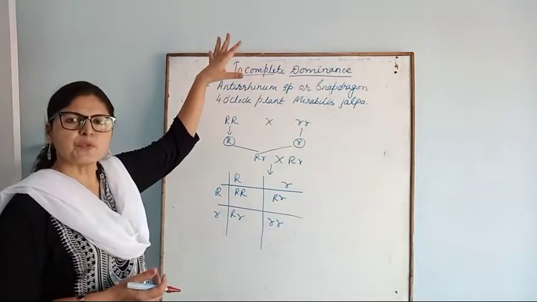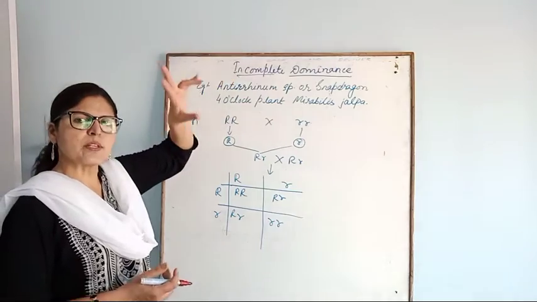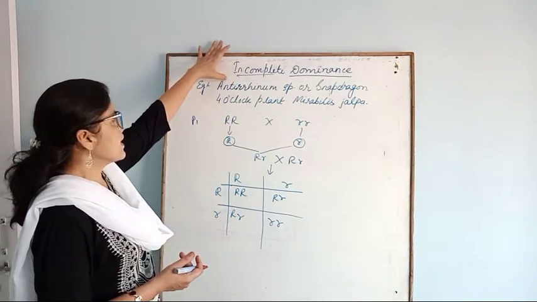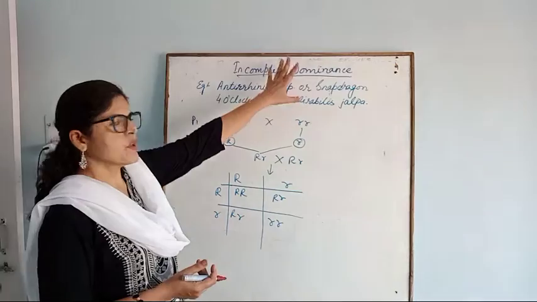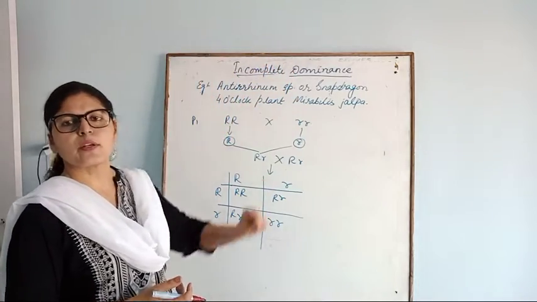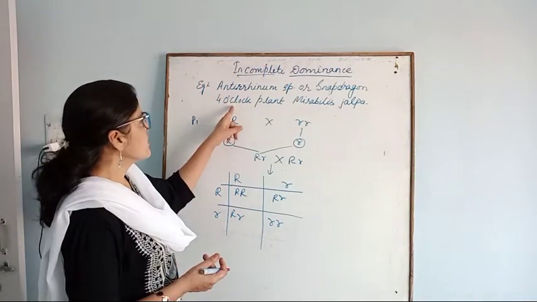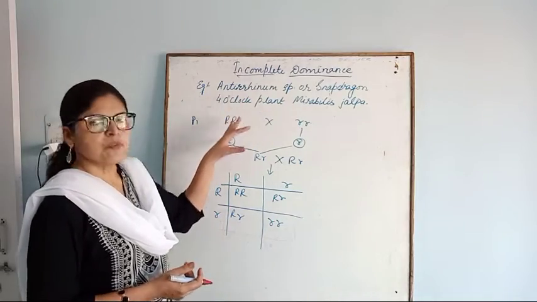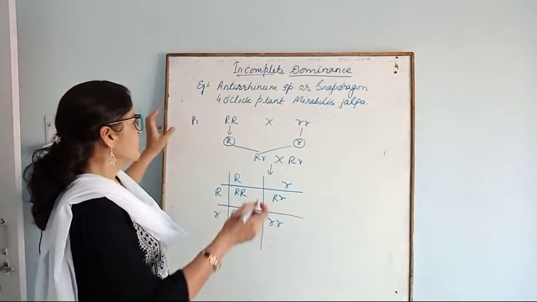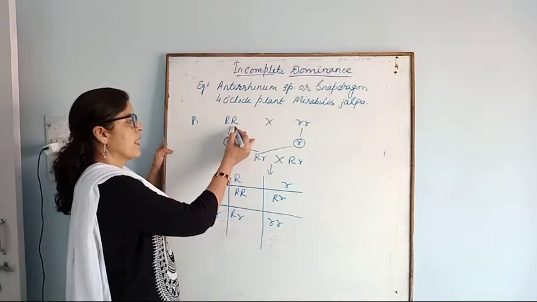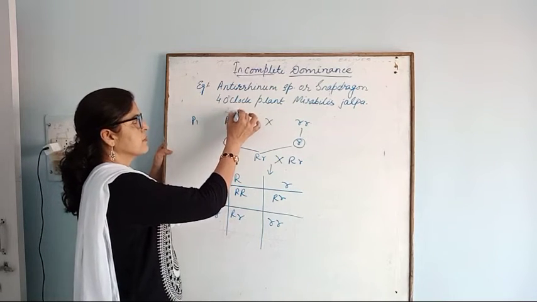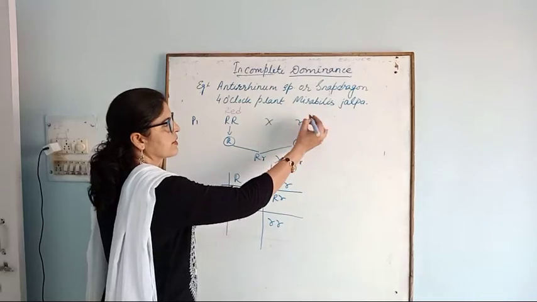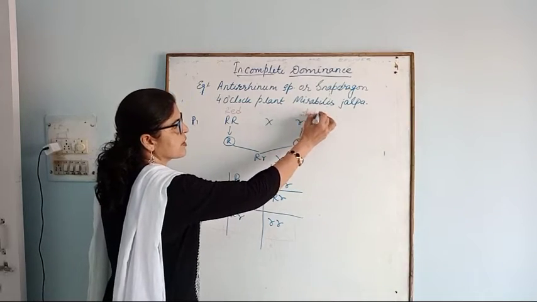When we study incomplete dominance, two examples are there. One is Antirrhinum species or snapdragon, also called dog flower, and the other is the 4 o'clock plant or Mirabilis jalapa. So how will we study it? Just see. This is the dominant character, red flower. This is the recessive character, white flower.